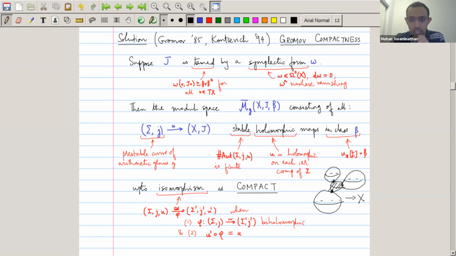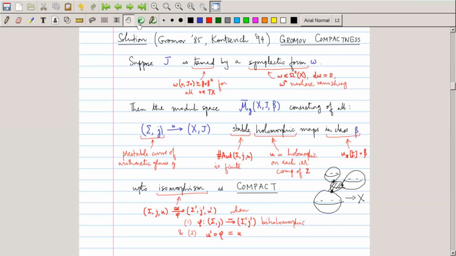I see. So stability in genus 0 basically just means that any constant component must be attached at least at 3 points to other components, so that there are no automorphisms left over. Okay, fine. Thanks.